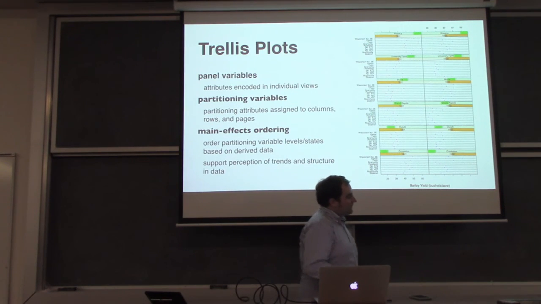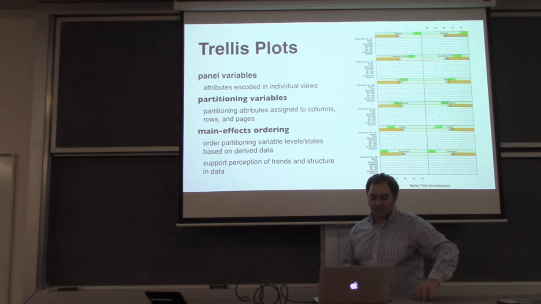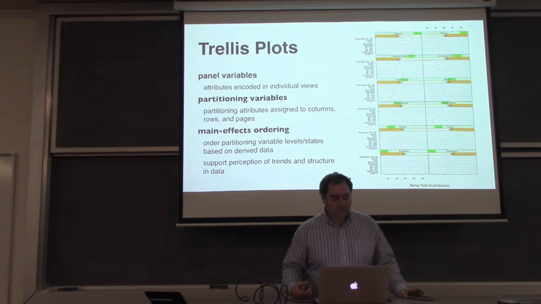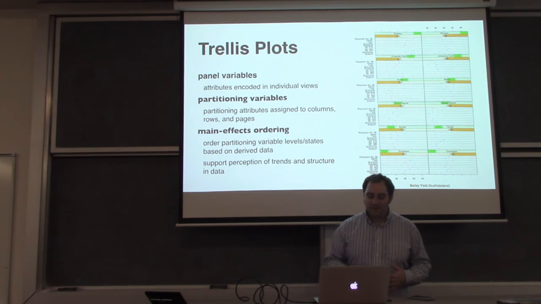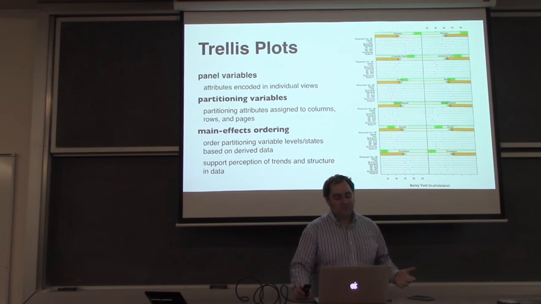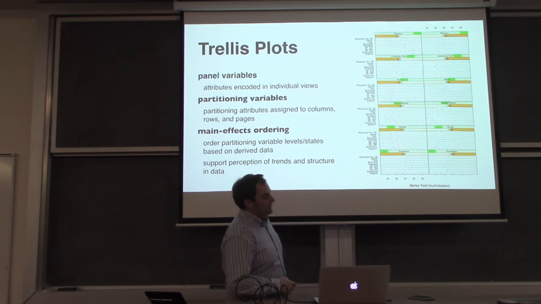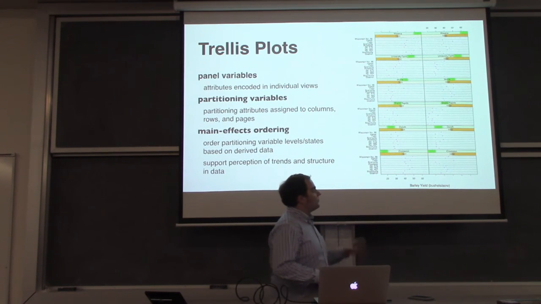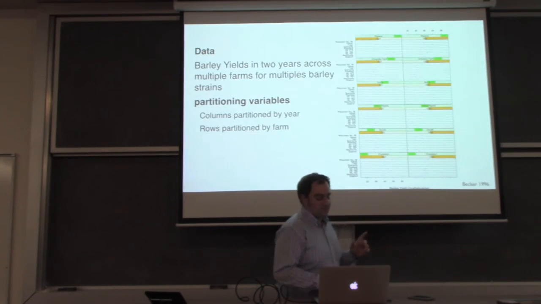One very sophisticated way of doing these partitions is what's called trellis plots. Trellis plots divide data into multiple panels. So here we have panel variables, which are attributes encoded in individual views. We have partitioning variables, the partition attributes assigned to columns, rows, and pages. And then you could also do some kind of ordering, some smart ordering. So let me give you this specific example here.